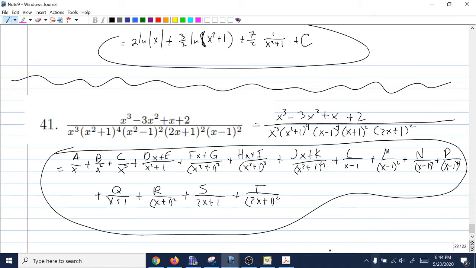Make it clear, you're not actually finding the decomposition. We're just stating the form.